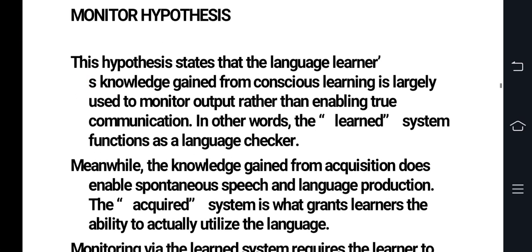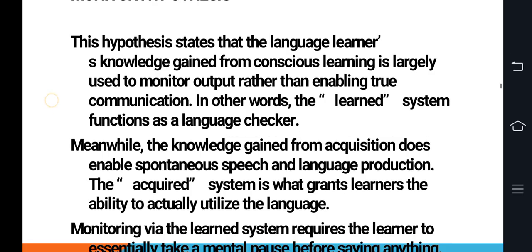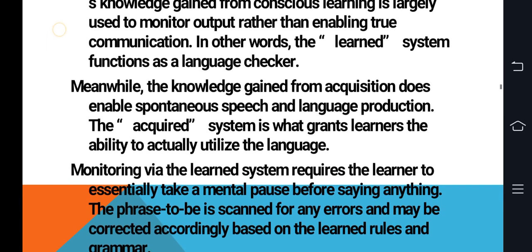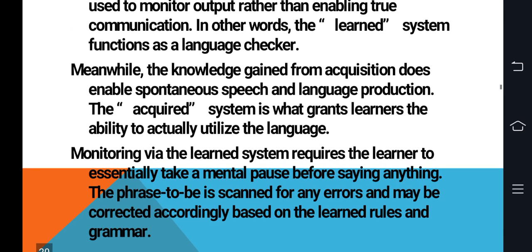The monitor hypothesis. This hypothesis states that the language learner's knowledge gained from conscious learning is largely used to monitor output rather than enabling true communication. In other words, the learned system functions as a language checker. Meanwhile, the knowledge gained from acquisition does enable spontaneous speech and language production. The acquired system is what grants learners the ability to actually utilize the language.